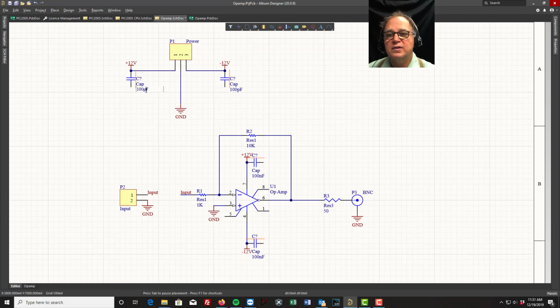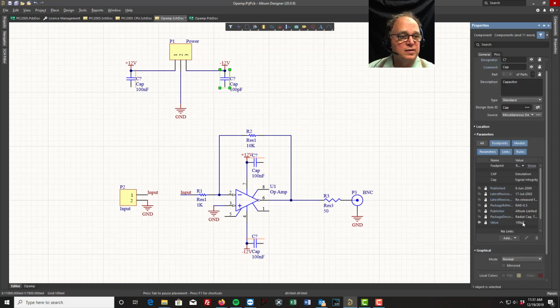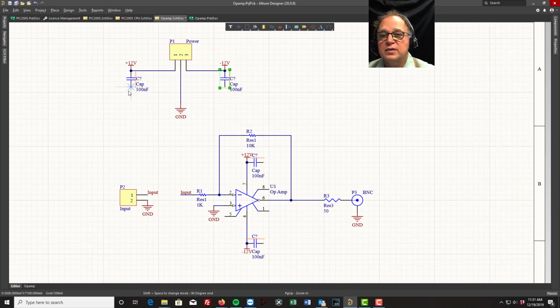First, I want to edit these values that I placed that were wrong. That one now says 100 nanofarads. Remember, that's one way to do it. I can also come up here and highlight this, select the properties. More than one way to do the same thing. I'll wire these guys so they're connected to ground. Alright, and then I'll place a ground on these guys. Alright, so now I have 100 nanofarads.